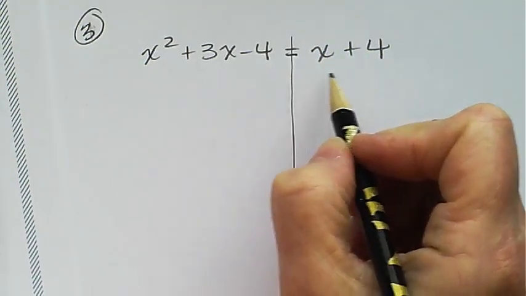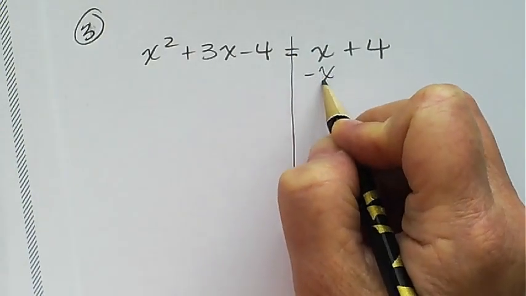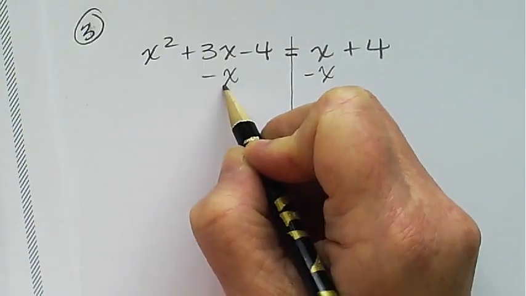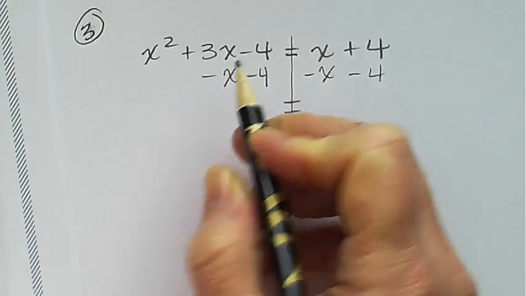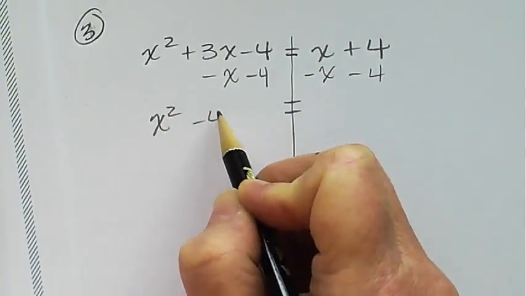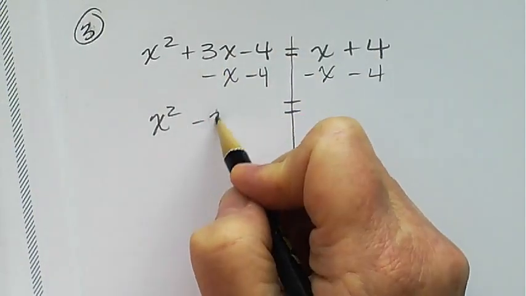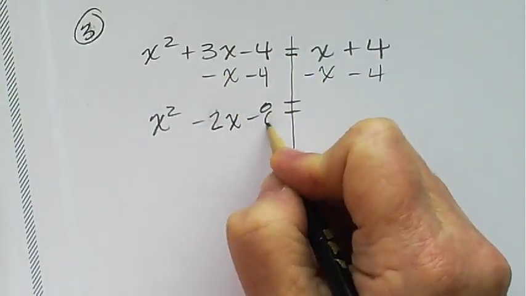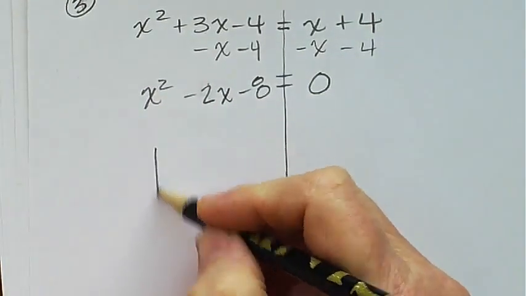Okay, so let's get all of our terms on one side. Subtract x from both sides. And let's go ahead and subtract 4 from both sides while we're at it. That would give me x squared minus 2x, 3 minus 1 is 2, minus 8 equals 0. And we know how to solve that.